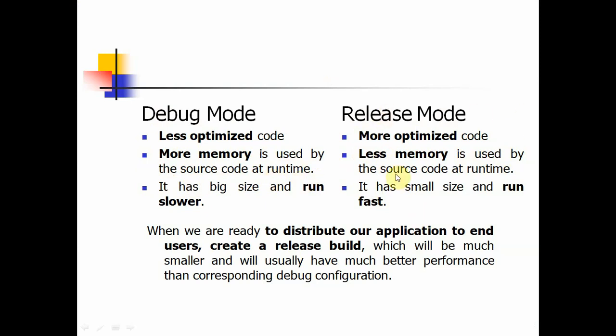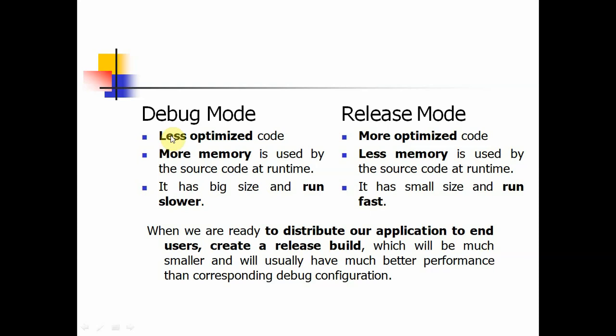while release mode requires less memory used by the source code at runtime. Debug mode has big size and runs slower, while the release mode has small size and runs fast. So we have given here 3 points. In all 3 points, release mode is better than debug mode.